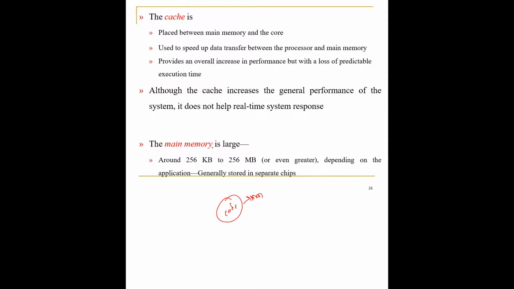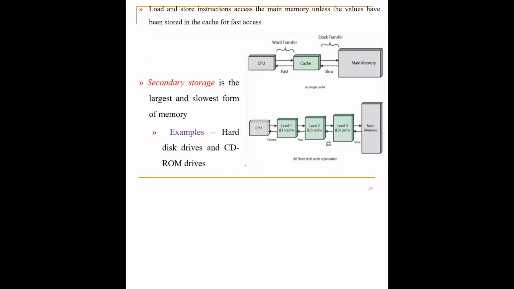The main memory is larger. As I said, it will be somewhere around 256 KB to 256 MB. Finally comes the main memory. You can see the hierarchy in terms of the sizes here. So you have the CPU, you have the cache memory here, you have the main memory here. After the main memory, you can see the secondary memory.